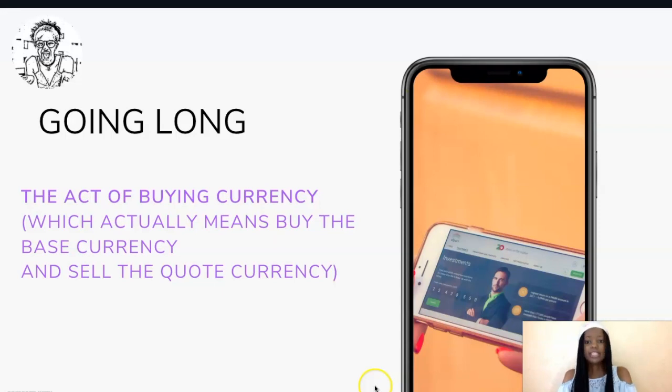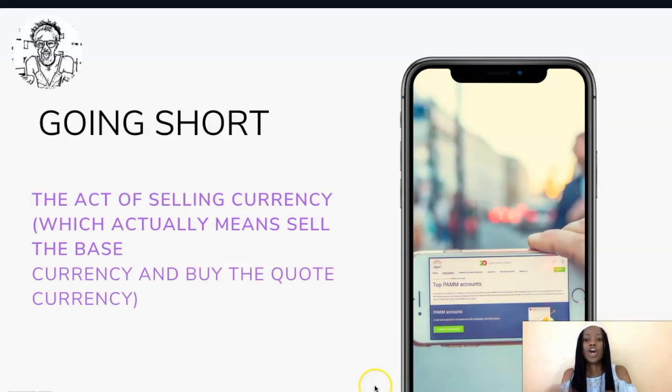Going long is the act of buying currency, which usually means buying the base currency. As you said, when we're talking of buying or selling currency, it means we're buying or selling the base currency. So going long means buying the currency. Going short means selling the currency or just selling the base currency.